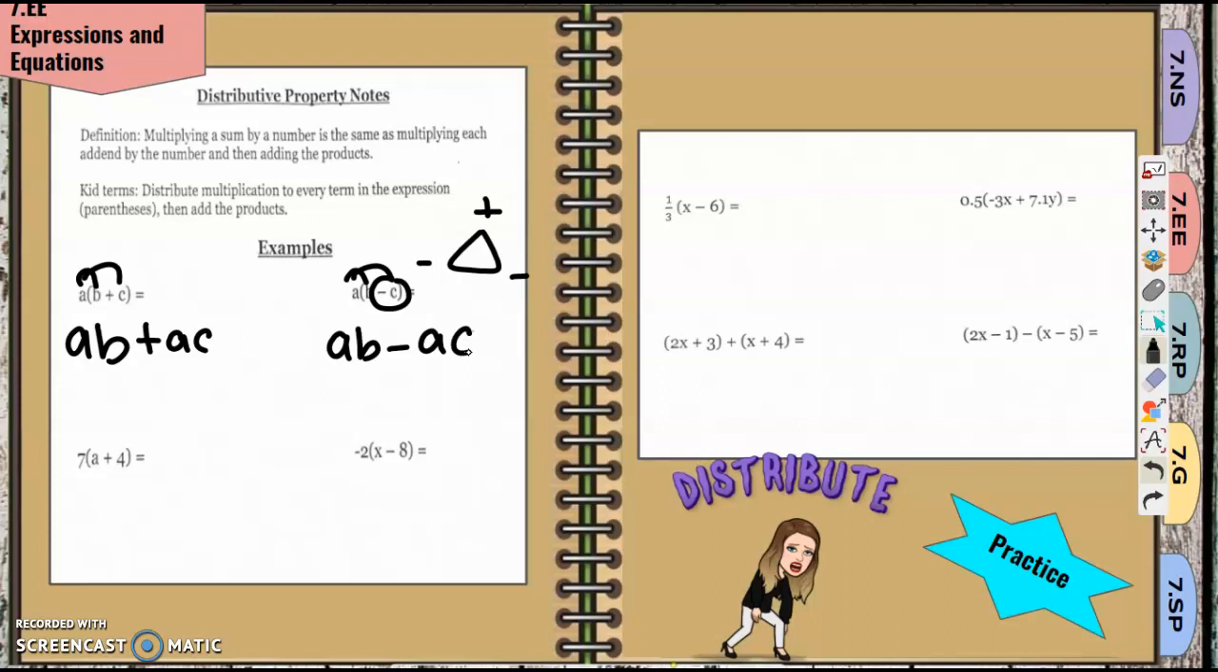When you have a number, remember if your variable doesn't have a coefficient in front of it, then the coefficient is 1. 7 times 1 is 7. Keep your variable. 7 times 4 is 28. Again, these are not like terms. One has a variable, one is a constant. Variables and constants are not like terms. So we just leave that as 7a plus 28.